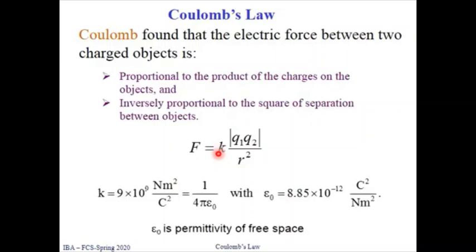the constant of proportionality, which has a value of 9 times 10 raised to the power 9 Newton meter square per Coulomb square, which is also equivalent to 1 over 4 pi epsilon naught, where epsilon naught has a value of 8.85 times 10 raised to the power minus 12 Coulomb square per Newton meter square. Keep in mind that epsilon naught is called the permittivity of free space.